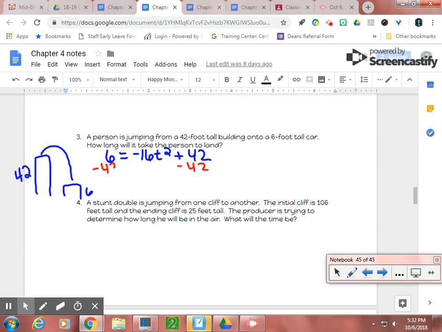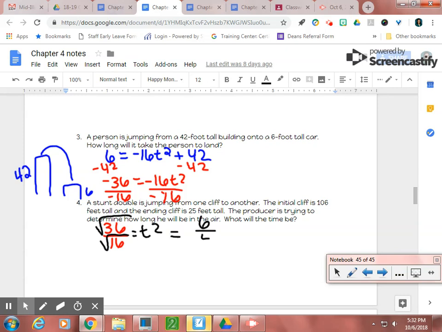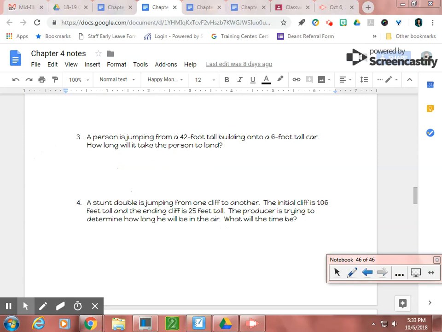Subtract 42. And I'm going to get negative 36 equals negative 16t squared. Divide by negative 16. So that's going to give me a positive 36 over 16. I know that both of those have perfect square roots. So to get t, I'm taking the square root of both, which is going to be 6 over 4. And 6 over 4 reduces down to 1.5. And again, you can't have negative time, so you're just going with the positive 1.5 seconds that this person will be in the air.